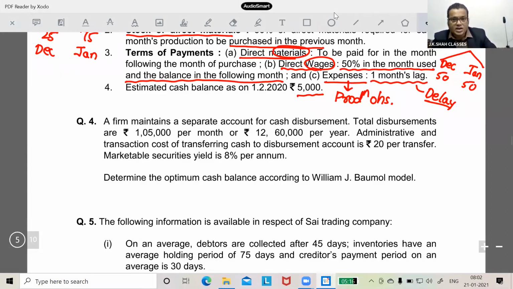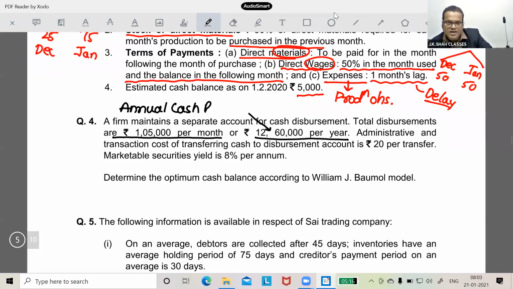See, a firm maintains a separate account for cash disbursement. Means for using the cash, they need a separate account. It's something like petty expenses, where we have a separate petty cash account. Total disbursements are 1,05,000 per month or 12,60,000 per year. So the cash requirement, 12,60,000, is the annual cash requirement.